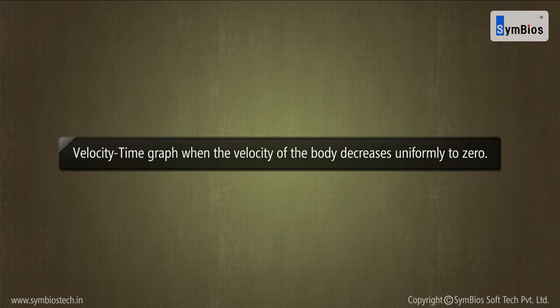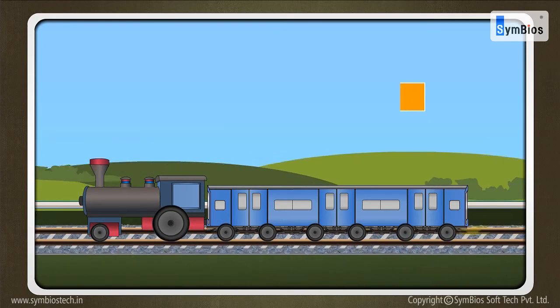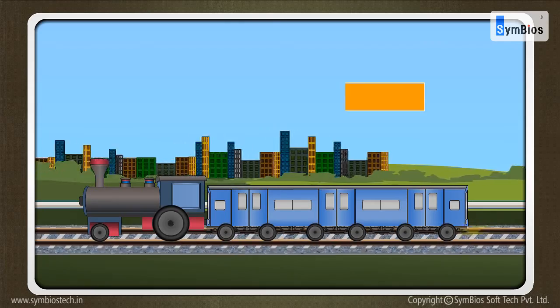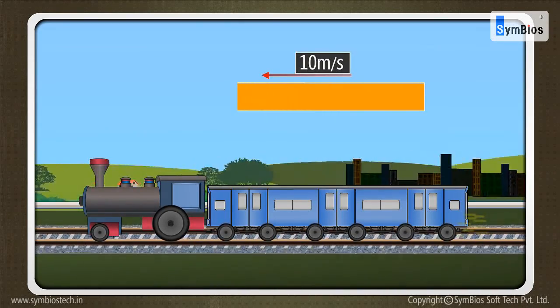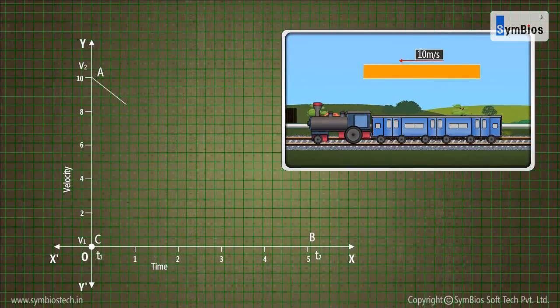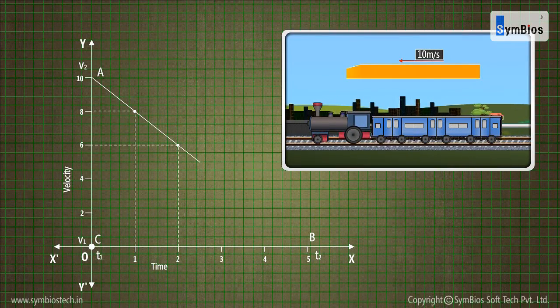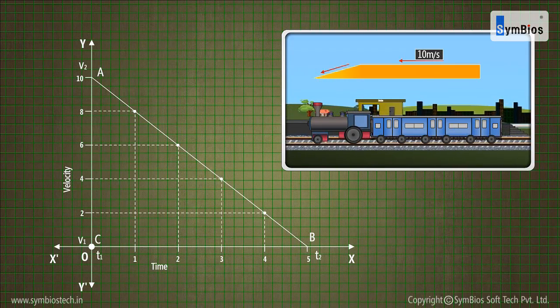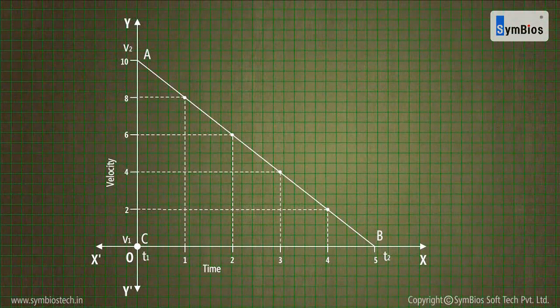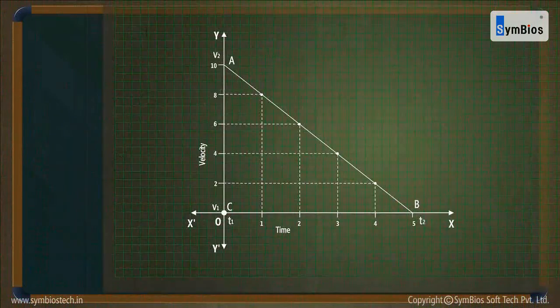Velocity time graph when the velocity of the body decreases uniformly to 0. Let us suppose a train is running with a speed of 10 meter per second initially. As the driver applies brake, the train starts decreasing its speed uniformly. The velocity time graph for this type of motion is shown in the figure.